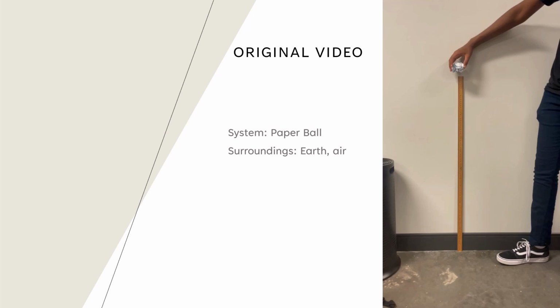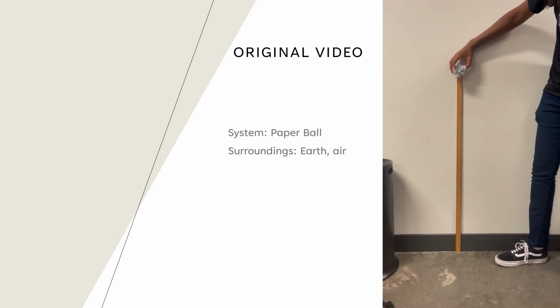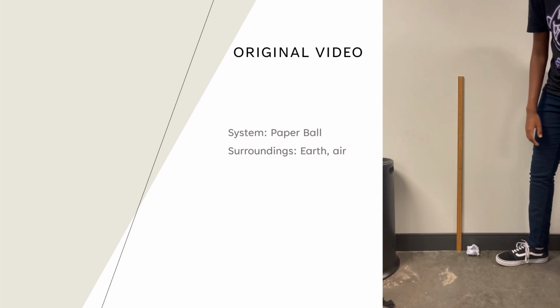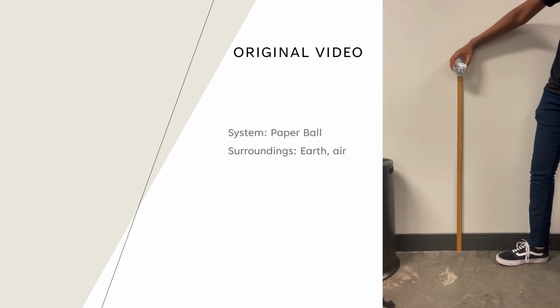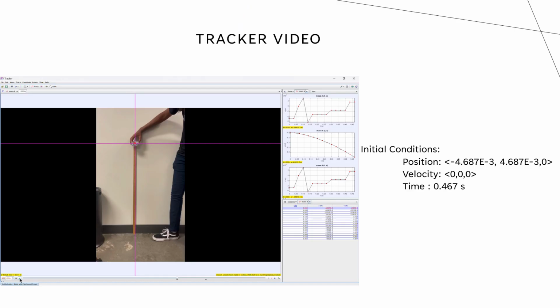Here we can look at our original video. And from this, we can tell that the system is the paper ball and the surroundings will be the earth and the air. Going deeper, we could plug the video in Tracker and collect some of the data. Here we have the initial conditions that the position is going to be around negative 4.687 times 10 to the negative 3 in the x direction and around 4.687 times 10 to the negative 3 in the y direction, along with a velocity of 0, and the time it takes for all of this to happen will be 4.67 seconds.